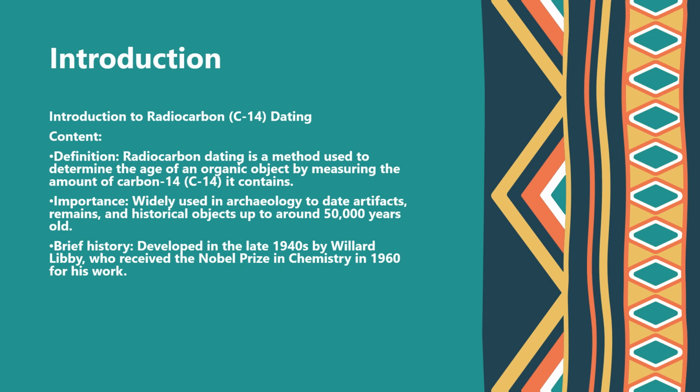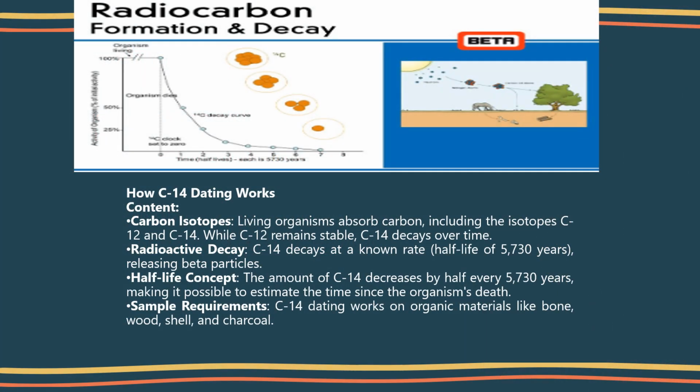This makes C-14 dating a powerful tool in archaeology for dating remains up to 50,000 years old. For instance, when archaeologists excavated a site in Egypt, they used C-14 dating on organic material found in a tomb. This helped them confirm that the burial dated back to the New Kingdom period, around 3,000 years ago. Now, we will understand how this dating works.